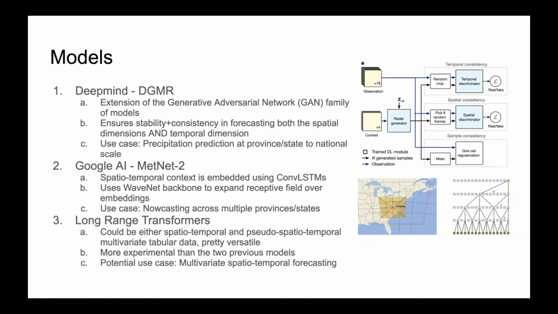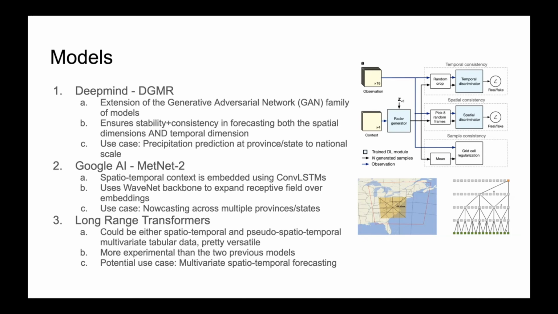So another model would be Google AI's MetNet 2. In this model, they actually embed the spatiotemporal context, like the 4 frames that go into the generator for the DGMR. They embed that using convolutional LSTMs to give it some notion of time, I believe. And then it uses a WaveNet backbone over these so that it can expand its receptive field over embeddings so that it can see a much larger area than would usually be allowed. So a use case for this would also be nowcasting across multiple provinces and states about that level.